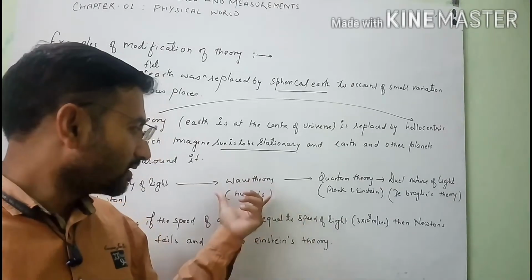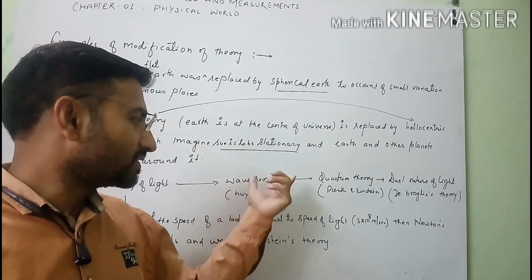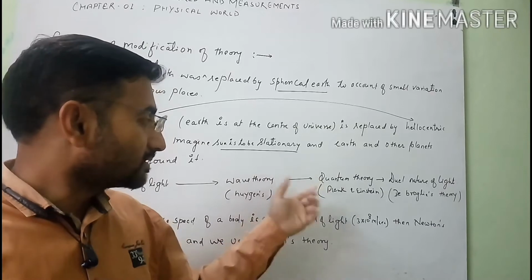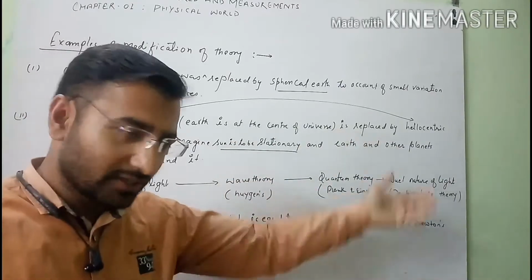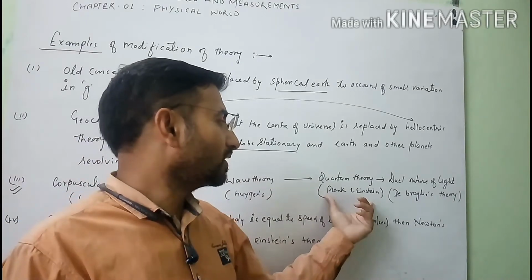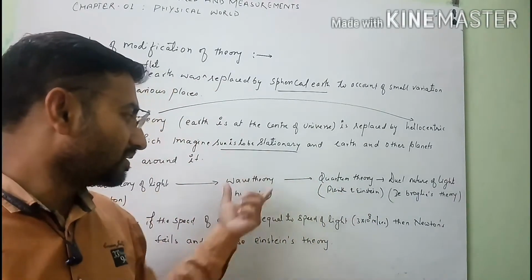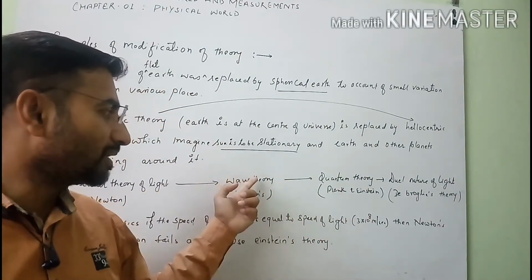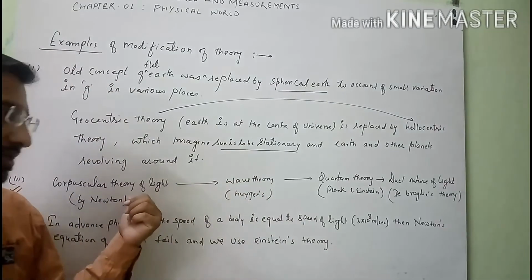After the Huygens theory, or wave nature of light, the light is considered under the quantum theory, because this theory also has some limitations, as the corpuscular theory had.